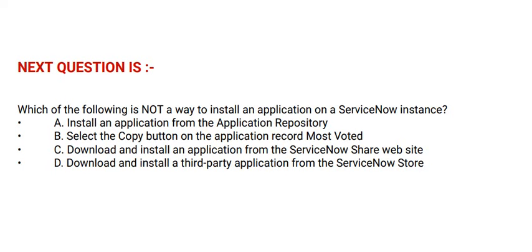Next question is, which of the following is not a way to install an application on a ServiceNow instance? Option A. Install an application from the application repository. Option B. Select the copy button on the application record. Option C. Download and install an application from the ServiceNow share website. And option D. Download and install a third-party application from the ServiceNow store. The correct answer is option B.